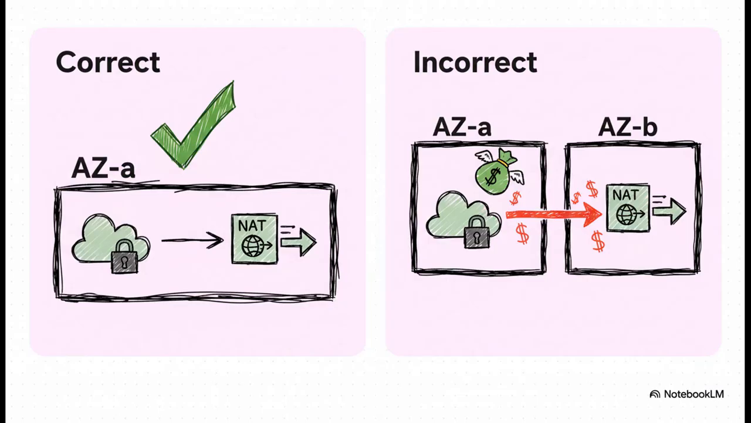This, without a doubt, is the most common and most costly mistake I see people make with NAT gateways. On the left, you see the right way to do it. Your resources in an availability zone use the NAT gateway in that same AZ.